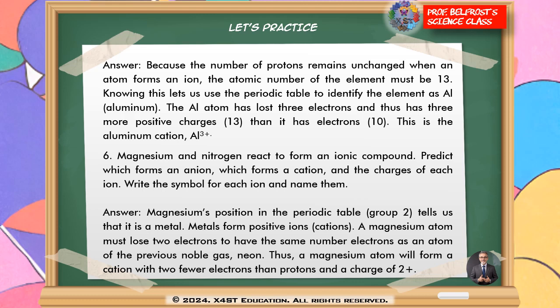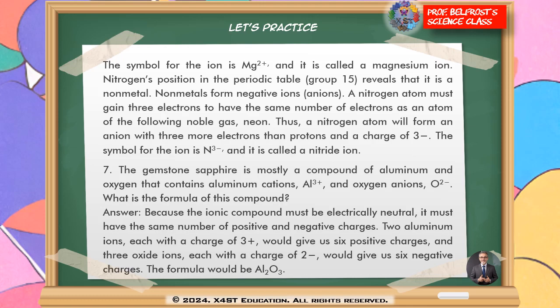Magnesium's position in the periodic table is group 2, which tells us that it is a metal, and metals will form cations. A magnesium atom must lose 2 electrons to have the same number of electrons as the atom of the previous noble gas, neon. Thus, a magnesium atom will form a cation with 2 fewer electrons than protons and a charge of positive 2. The symbol of the ion is Mg2+, and this is called magnesium ion.